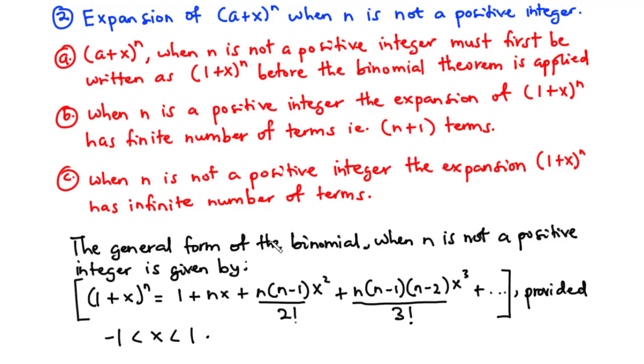Now let's look at the general form of the binomial when n is not a positive integer. The general form is given by (1 + x)^n = 1 + nx + n(n - 1)x^2/2! + n(n - 1)(n - 2)x^3/3! and so on. Now this expansion is valid provided that -1 < x < 1. Now based on this information, let's solve some examples.